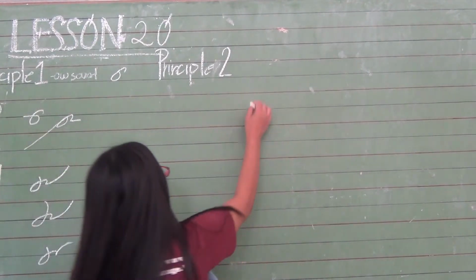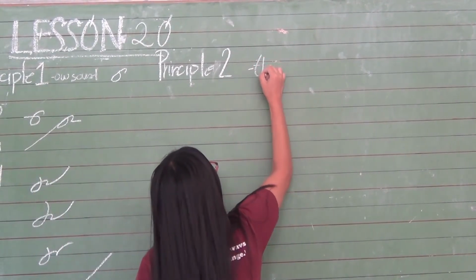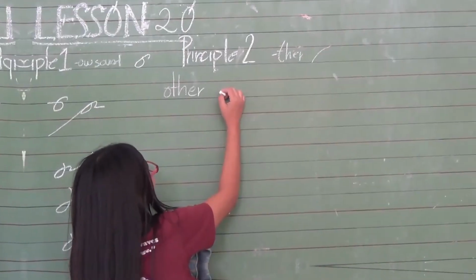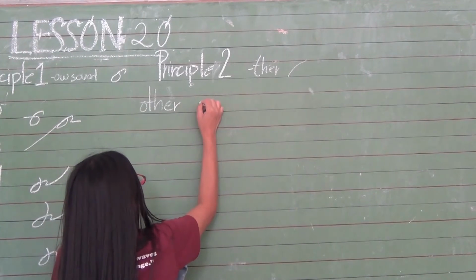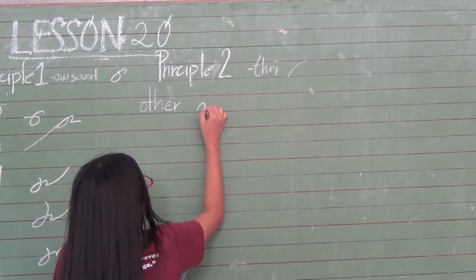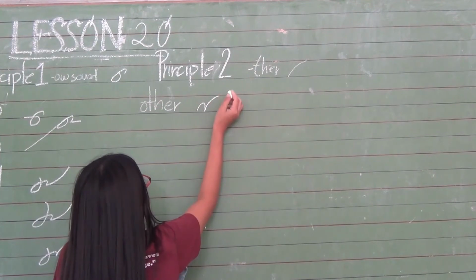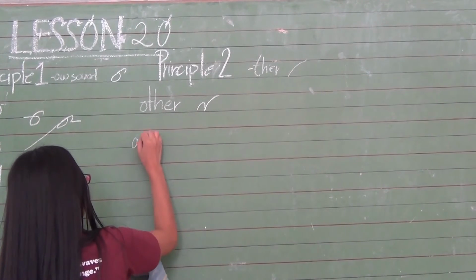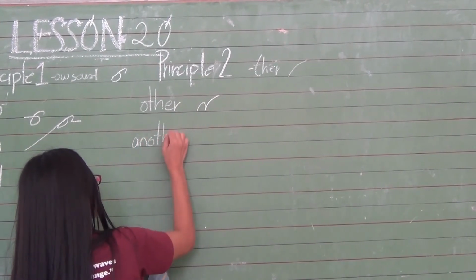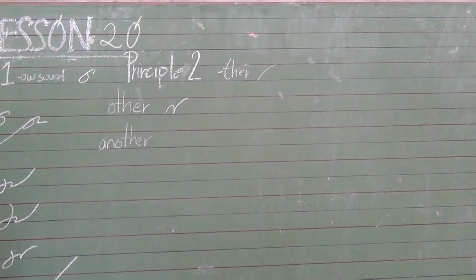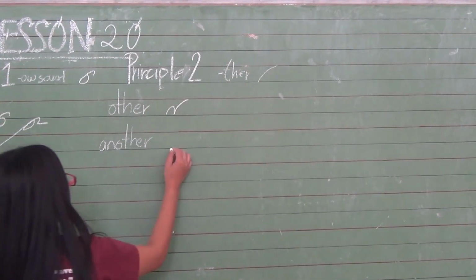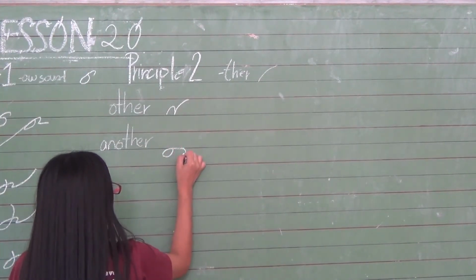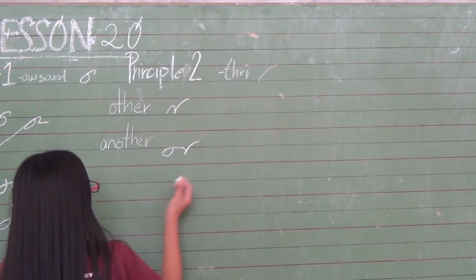Next is principle number 2. The word ending ther is represented by over ITH. Example, other. It is represented by OO hook and over ITH. Next, another. It is represented by A, N, OO hook, and over ITH.